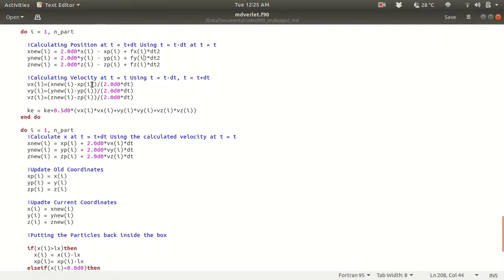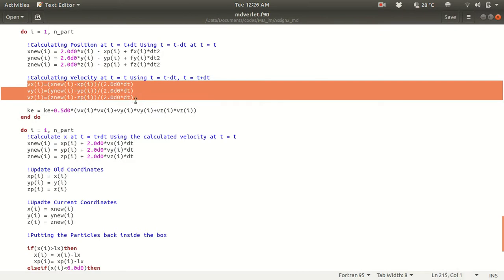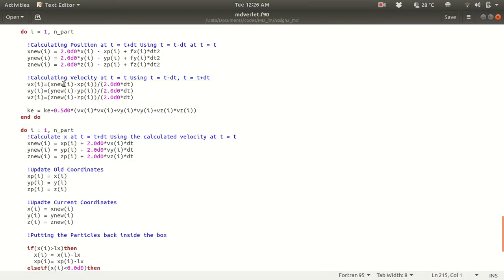And similarly the velocity is given by x new, which is x at t plus delta t, minus x at t minus delta t, divided by 2.0 dt. Similarly you can calculate the y and z direction velocities. Now you can calculate the kinetic energy using the same formula, that kinetic energy is equal to kinetic energy plus half m v square.